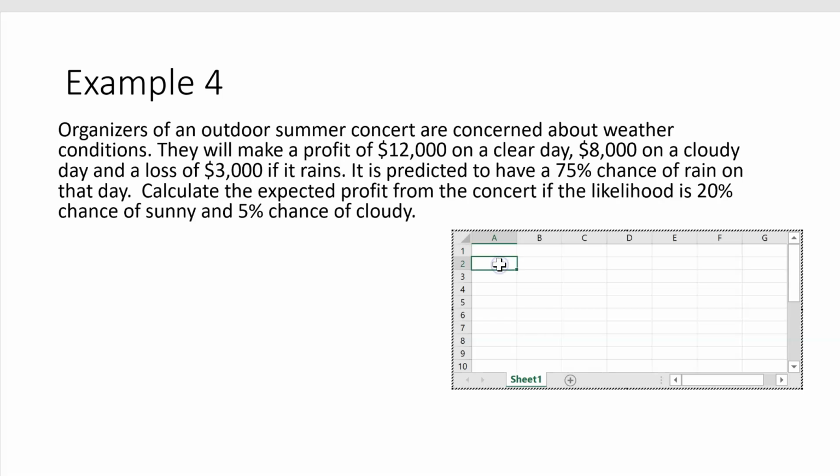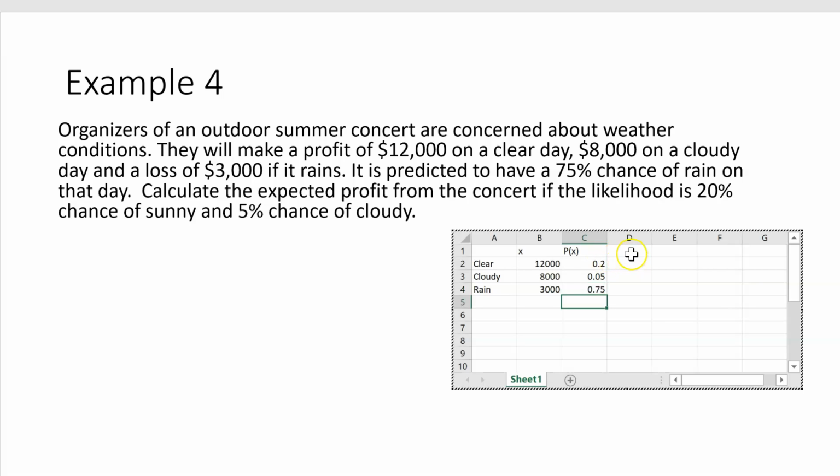So we've got here clear. The x, I'm just adding one more because it's 1, 2, 3, because it's a little bit tricky here. Cloudy, maybe it's helpful to have some words here. 8,000. And then rain is 3,000. And the probability of each of these, so clear day would be the same as sunny. So that is a 20% chance. Cloudy, 5% chance. And rain, 75%.